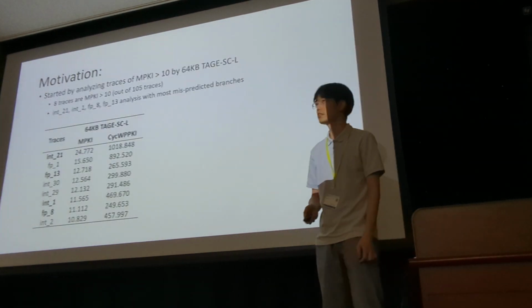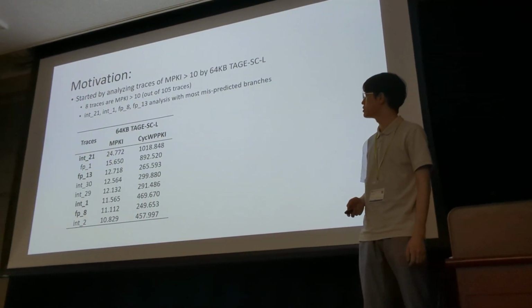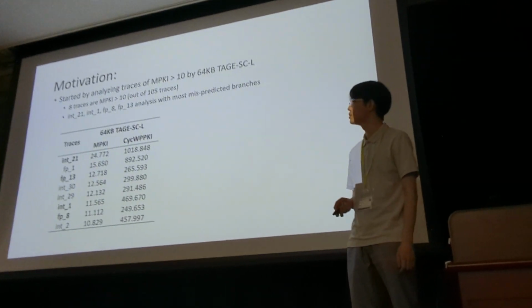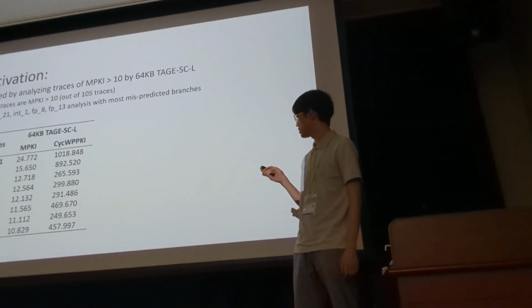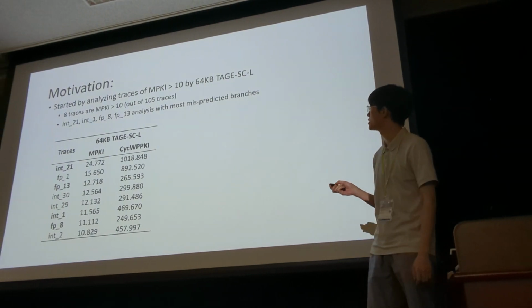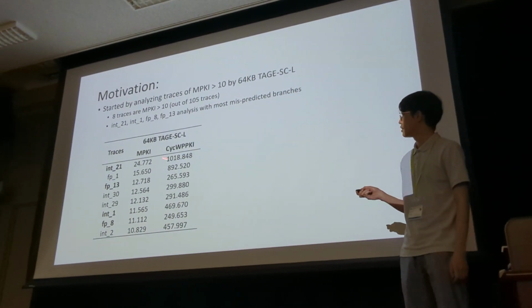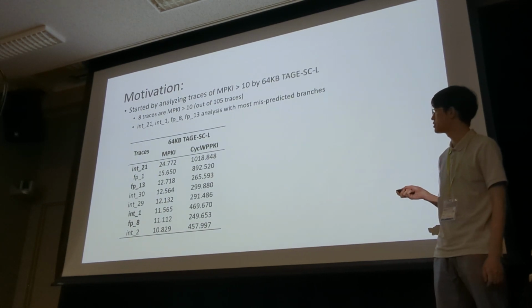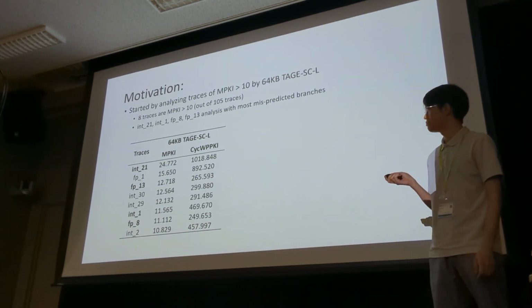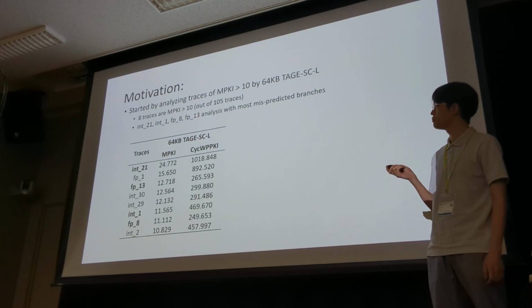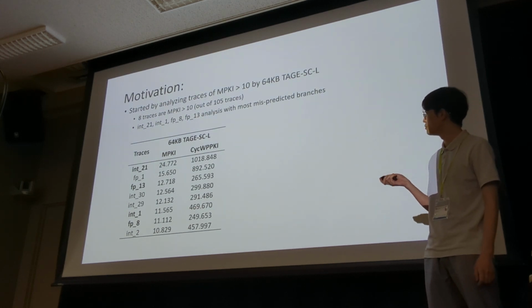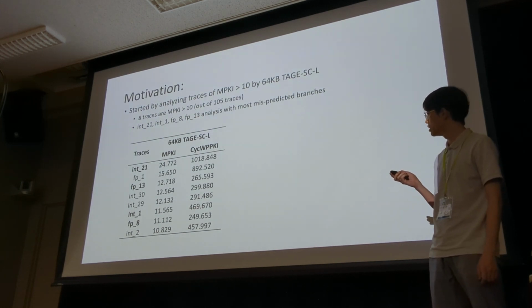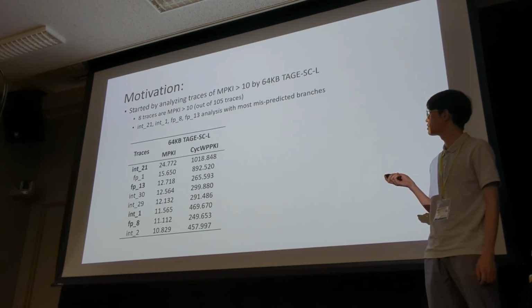So I started to design this BALL predictor by analyzing traces of MPKI larger than 10 by the 64 kilobyte TAGE-SC-L. There are 8 traces of MPKI larger than 10, and I list them here. Next I will show you the analysis of 4 of them to motivate the BALL predictor. And each of the analyses is with their most mispredicted branches.